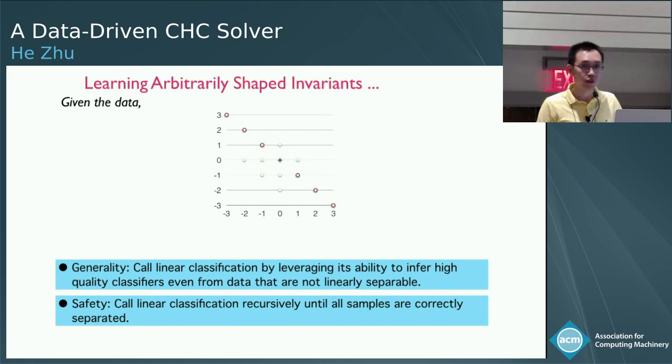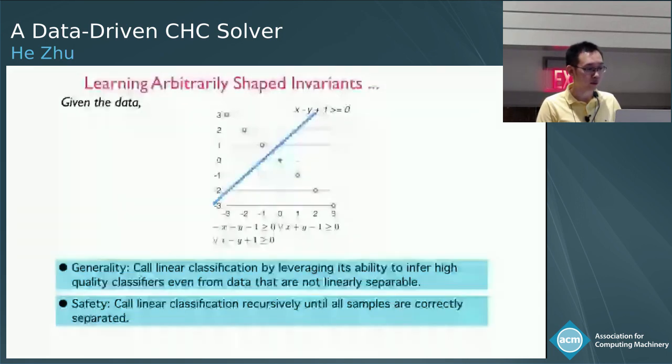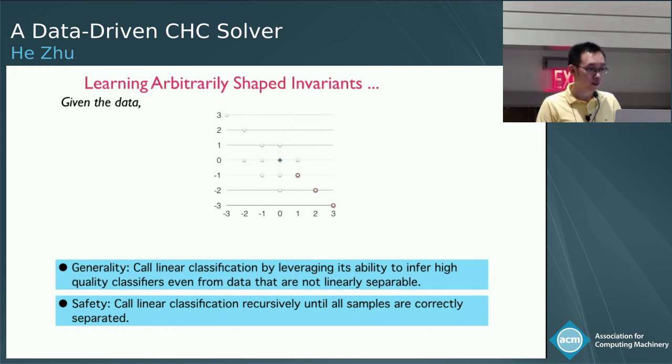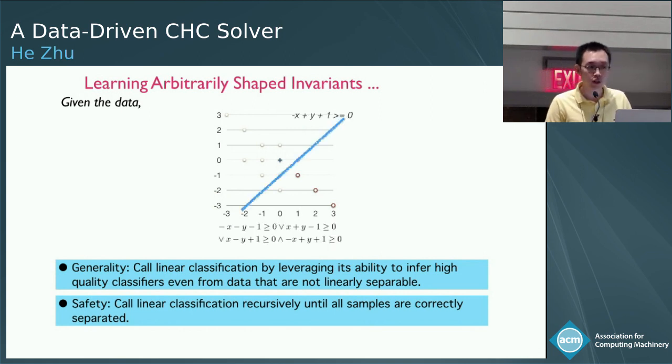To deal with this single positive sample, we can call linear classification another time. But this time, some of the negative samples are misclassified. We then call linear classification for the last time. The last two learned linear classifiers, conjuncted together, separate this single positive sample from all the corresponding negative samples.